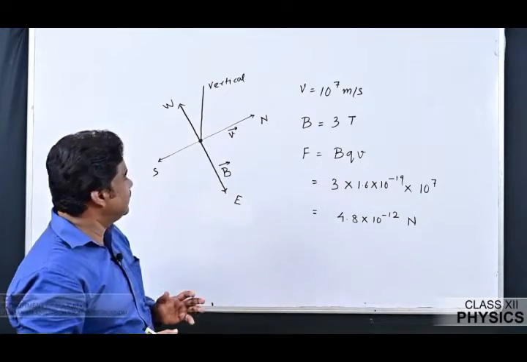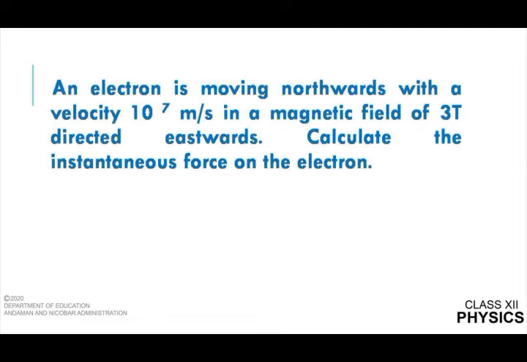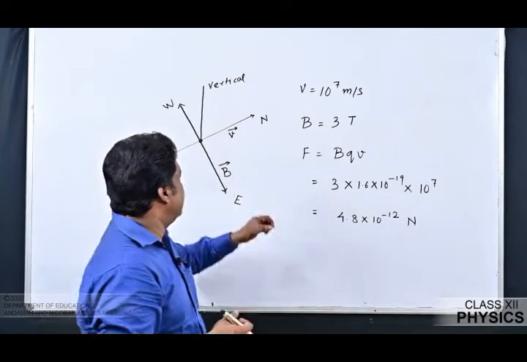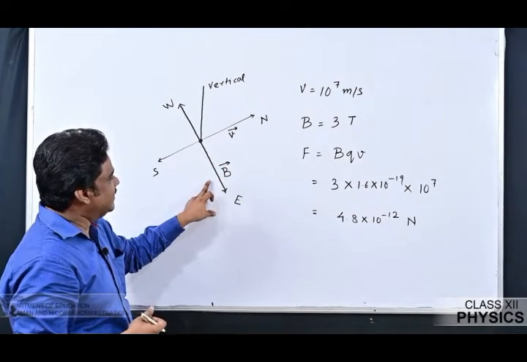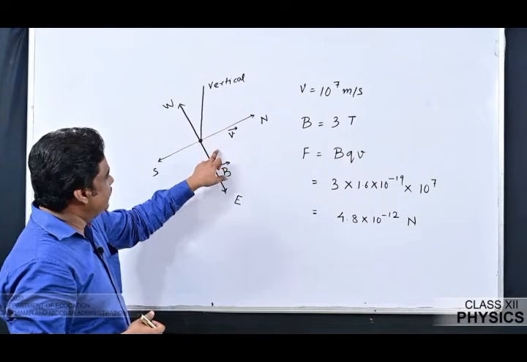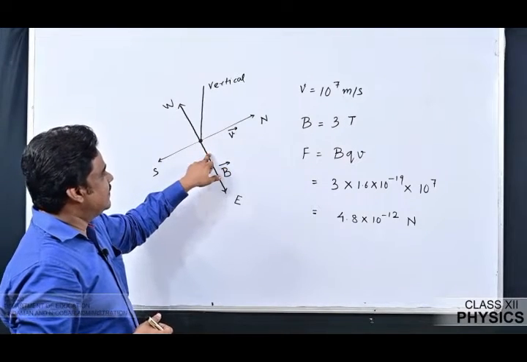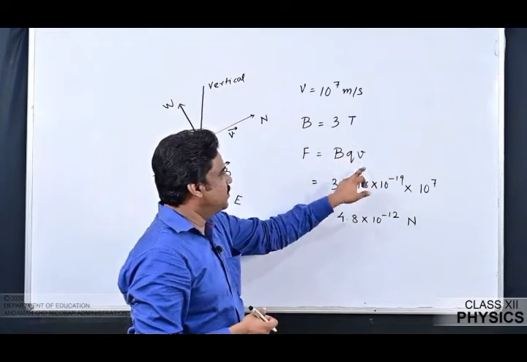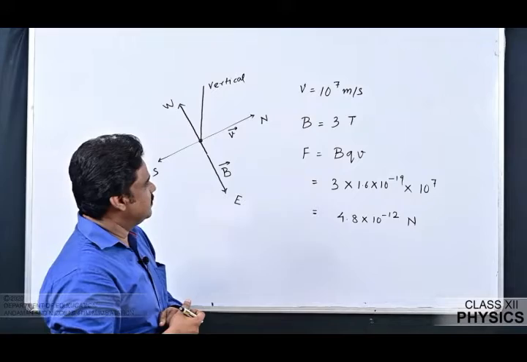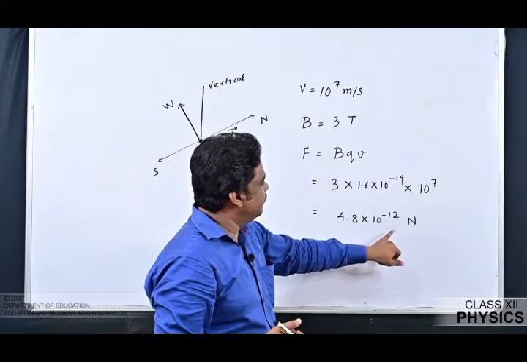Now once again I'm going to repeat the question. An electron is moving northwards with a velocity of 10^7 meters per second in a magnetic field of 3 Tesla directed eastwards. Calculate the instantaneous force on the electron. Ultimately, in a diagrammatic representation the velocity is along north and the magnetic field is along east. Since the angle between them is 90, it is the maximum force: F = BQV sin 90, and sin 90 is 1. So F = BQV. By putting in all the values, the force comes to be 4.8 × 10^-12 Newton.